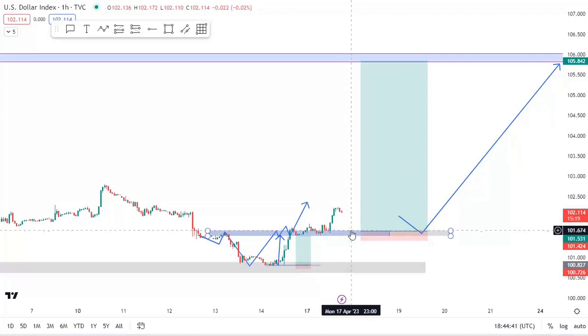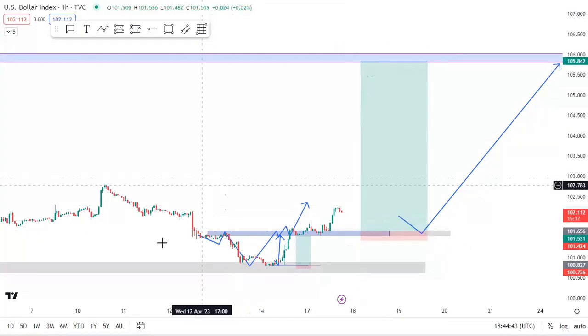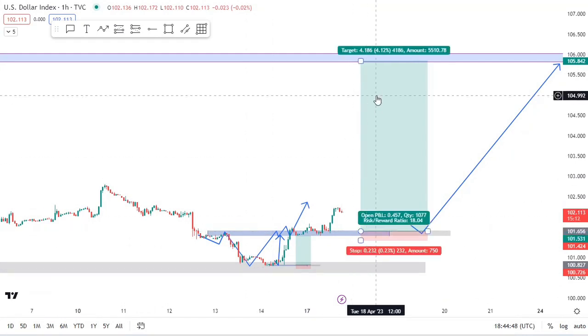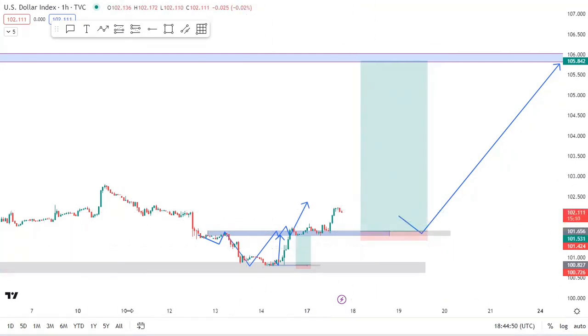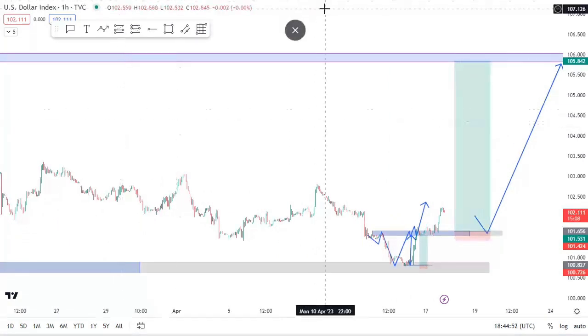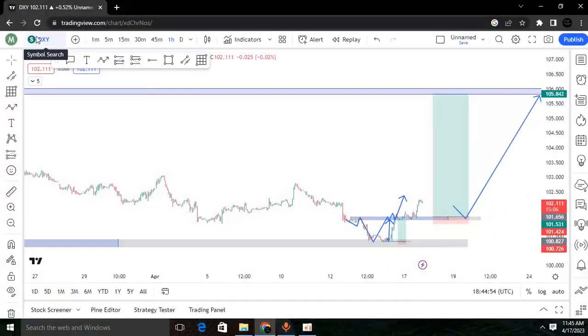Here, let's wait for price to drop in this range, then we take a buy position. So I think, guys, that's for the DXY. We shall wait for the DXY to drop here, then we buy it. So let's try analyzing the Euro USD and we see what Euro USD has for us, guys.